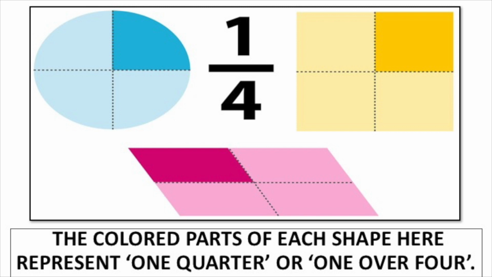But then here, how many different parts to each of the shapes? 4. And how many coloured parts to each of the shapes? 1. So here, it's not 1 over 3, it's 1 over 4. You see, the numerator has stayed the same because each part represents 1. But the denominator has changed to 4 because now there are 4 different parts to each of the shapes.